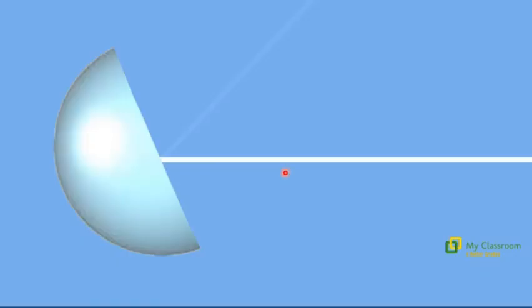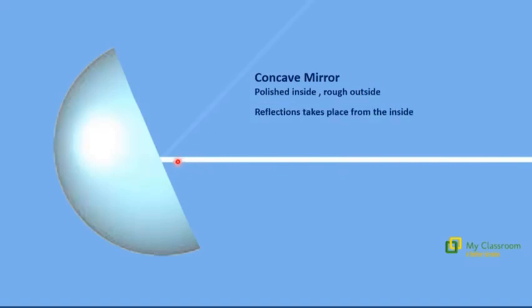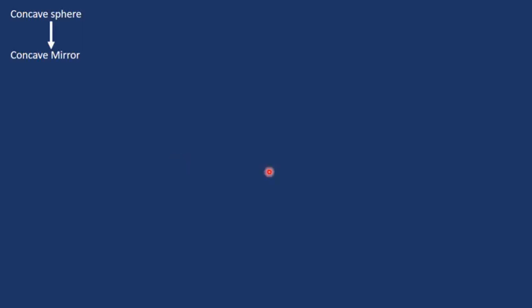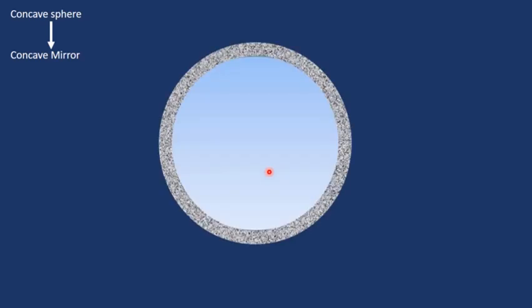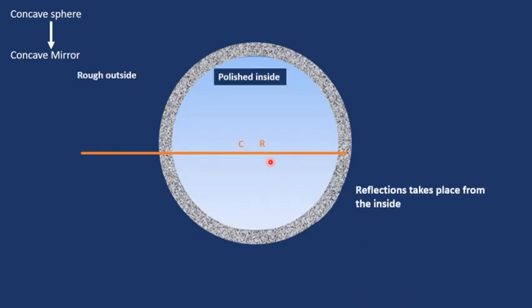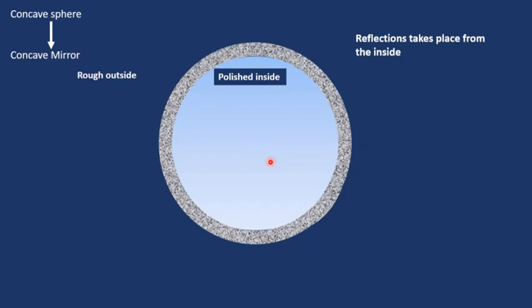Let's take the case of a concave mirror. Now in the case of a concave mirror, reflection would be taking place from the inner surface. So if we assume this as an incident light ray, that would be getting reflected from the inner surface of the sphere. Assume that this is a concave sphere. Now for a concave sphere, the inner surface would be smooth and polished and the outer surface would be rough. Let C be the center of the sphere and R be the radius of the sphere. So it is polished inside and rough outside, and reflection would be taking place from the inner side. Now if we take a part of the sphere, then that would become a concave mirror.